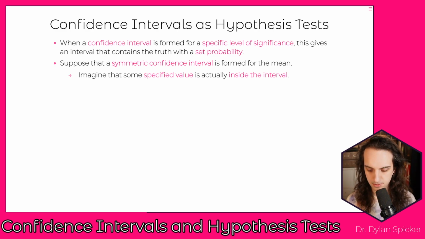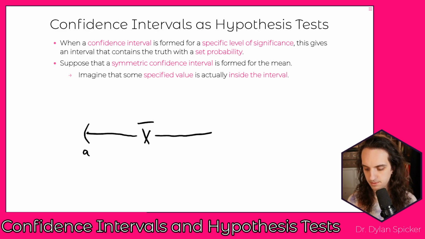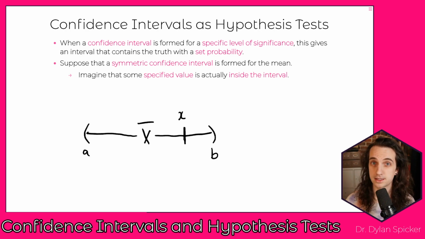And so what is the setup that we have going on here? We're taking x bar here. We go down some amount to get the lower bound, which I will just call A. We go up some amount, which I will call B. That's our confidence interval. And what we're saying is that suppose we have some value, which I will just call X here, that actually falls within this interval.